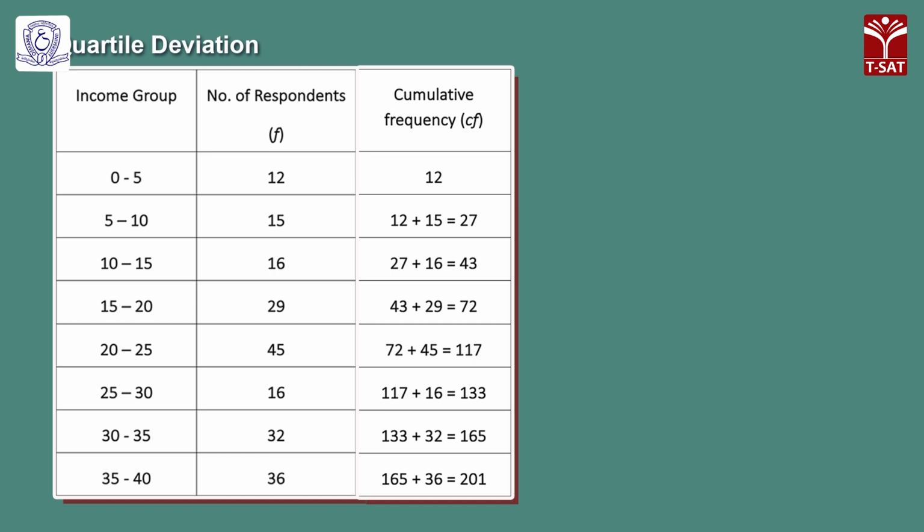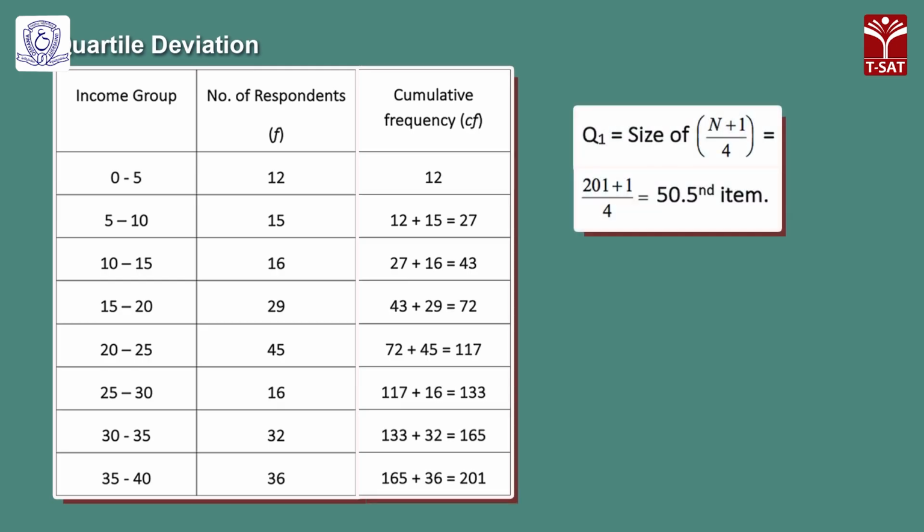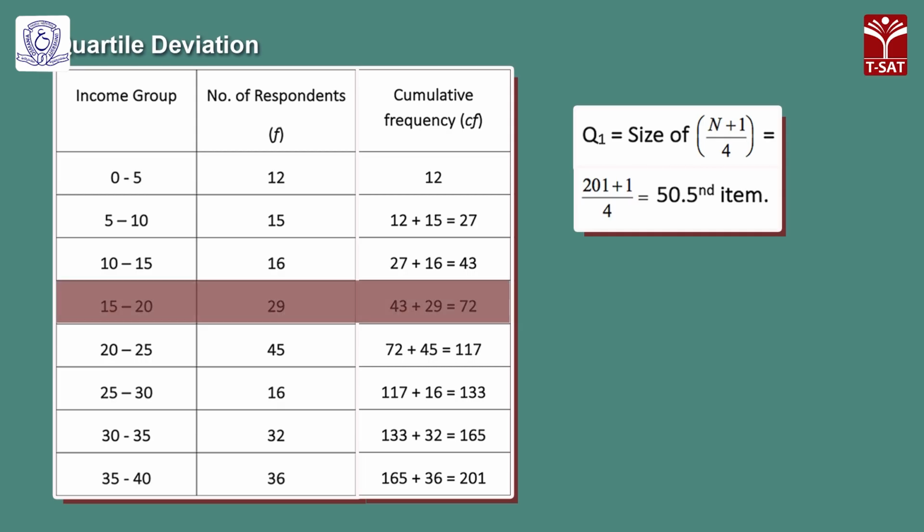The second step is to calculate Q1 value. Q1 is equal to size of (n plus 1) divided by 4. So, n is equal to 201. Q1 is equal to (201 plus 1) divided by 4, which is equal to 50.5. So it comes in the fourth number because it is greater than 43 and it is less than 72. Q1 lies in the income group of 15,000 to 20,000 per month.